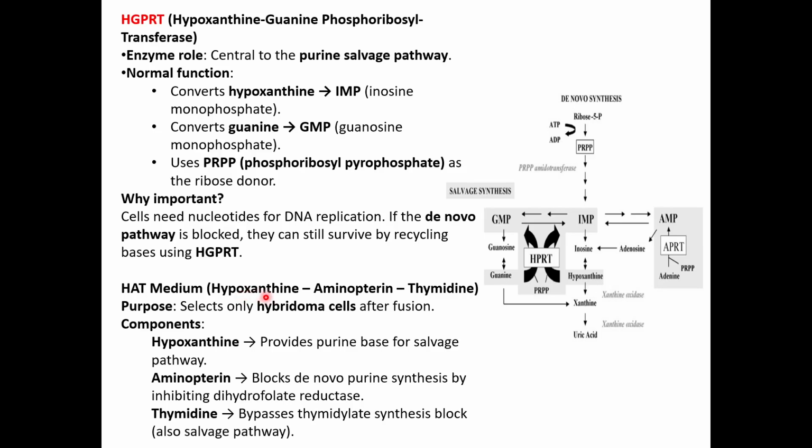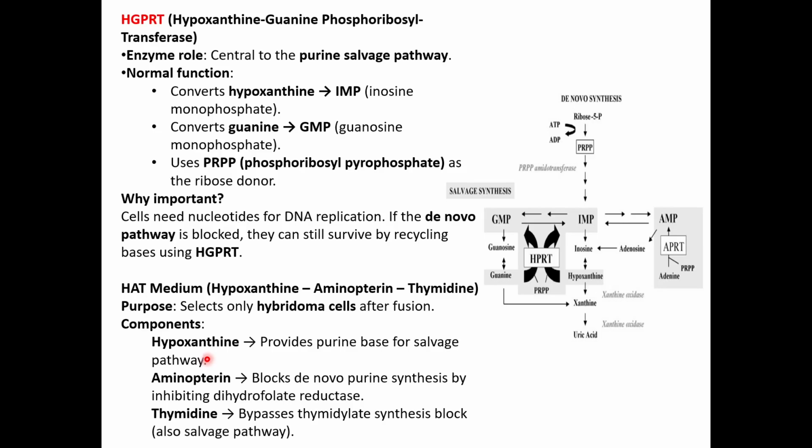So in the HAT medium, where you have hypoxanthine, aminopterin, and thymidine, it selects only the hybridoma cells because your HGPRT is inactive in your myeloma cells, which makes them unable to go into the salvage pathway. Only those fused with the B cells have functional HGPRT. So they can go to the salvage pathway and they can still survive in the medium. So that is how we can select specifically only hybridoma cells.